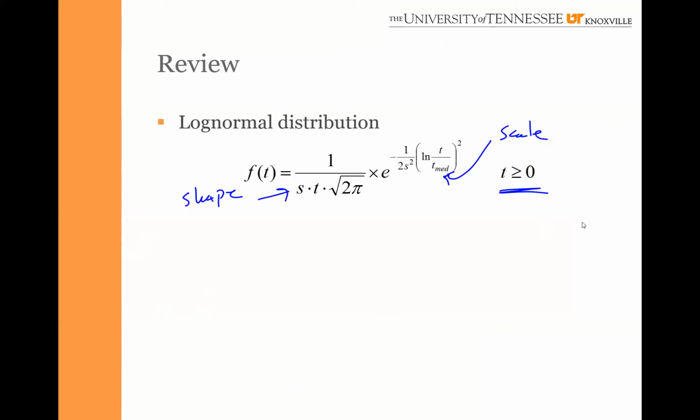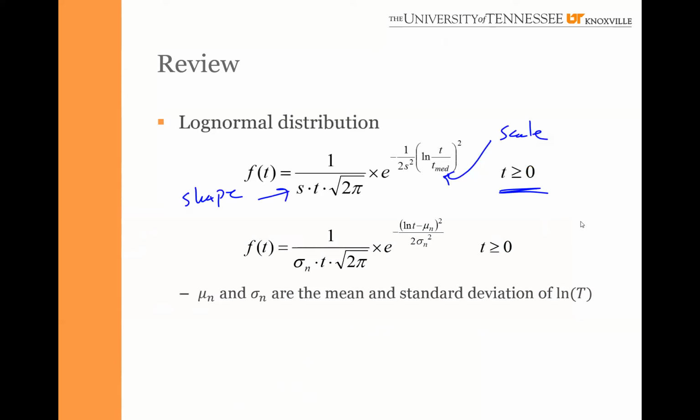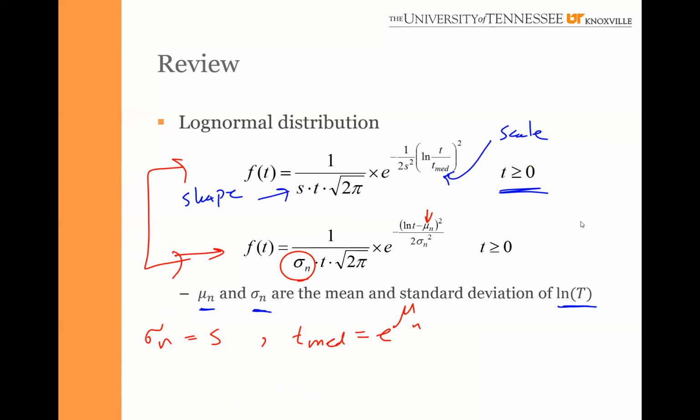Okay. So we know that if a random variable is log normally distributed, its logarithm is normally distributed. If the logarithm of t is distributed with mean mu and variance sigma squared, or standard deviation sigma, then we can alternatively use this other function for the PDF, which relies on sigma and mu. And there's a relationship between these two. Sigma n is s, and tmed is equal to e to the mu n. So you can alternate. If I give you the pair, for instance, s and tmed, you can get sigma n and mu n from it, or vice versa. So you should be able to go from one formulation of the two parameters I'm giving you to the other formulation.